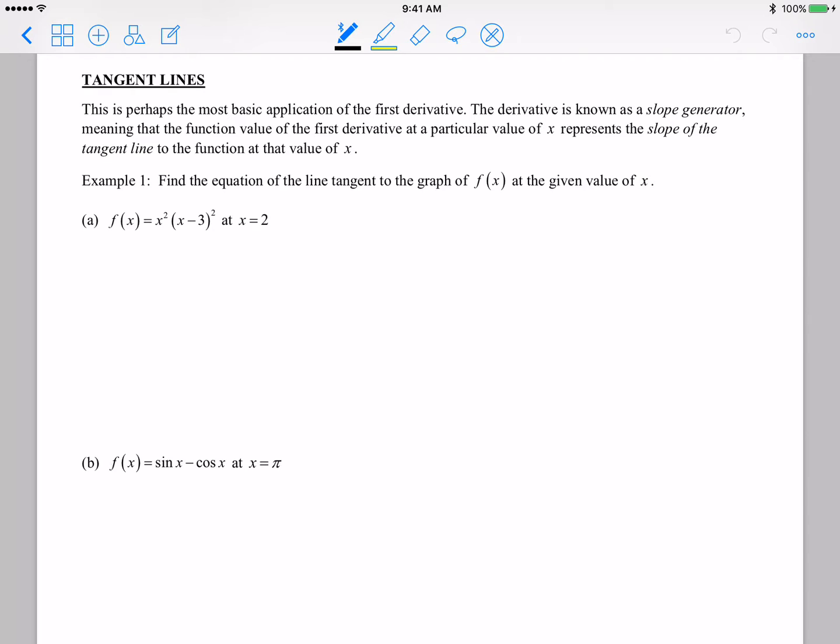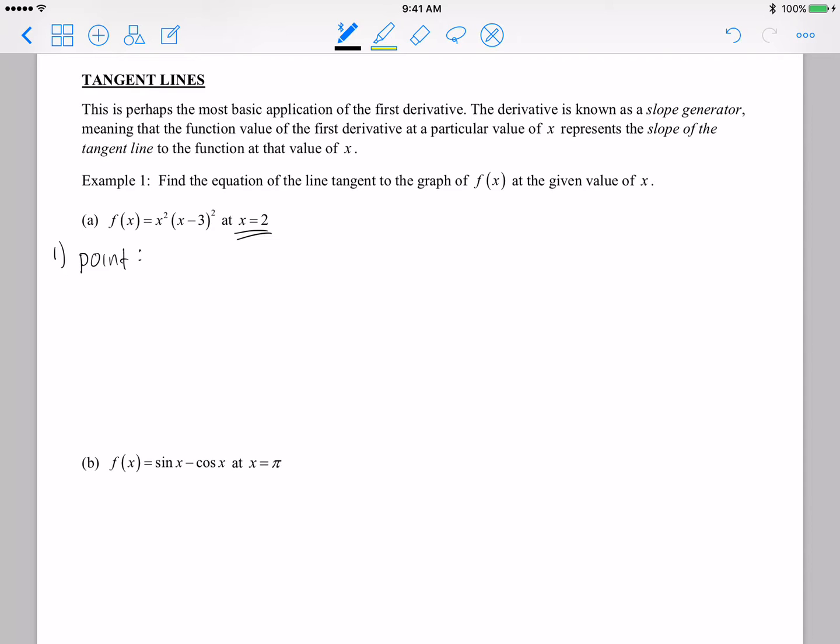Okay, so example 1, letter A here, we have this function and we want to find the line tangent to the graph of f at x equals 2. In order to find that, I've got to first find two things. The first thing is I have to find a point. Well, the problem already gave me half of an ordered pair. They tell me that they want the equation at x equals 2, and so that is my x coordinate.